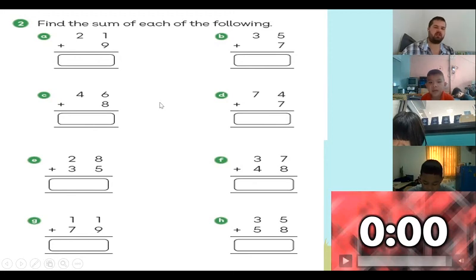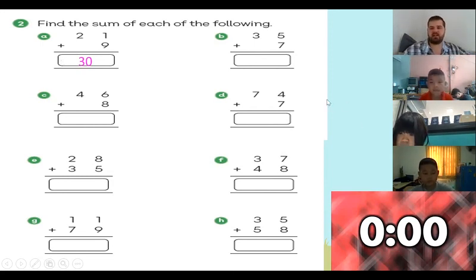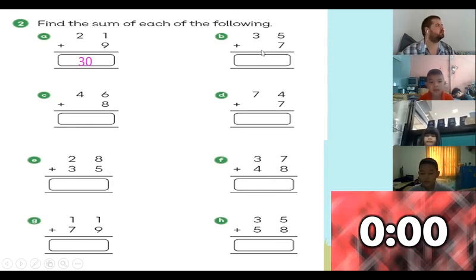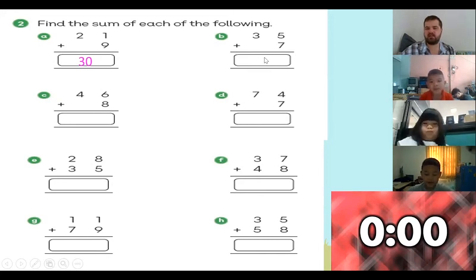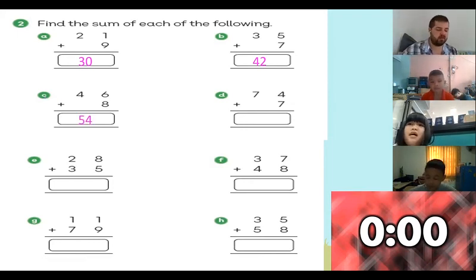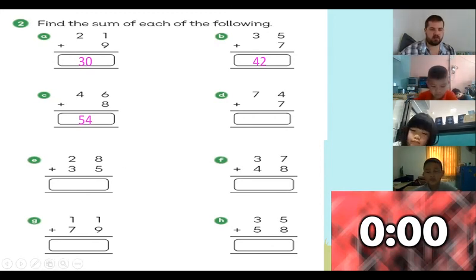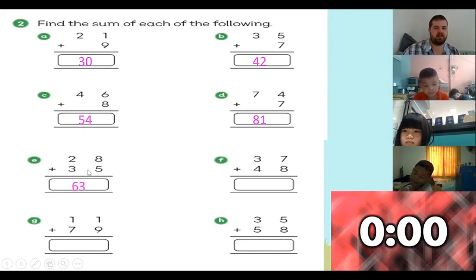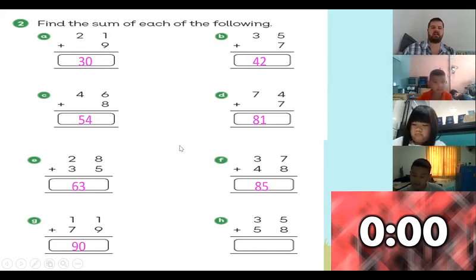Okay. Let's go over the answers. If you're not finished, it's okay. So A is 30. What is B? B is 42. Very good. C, what about C? 54. Very good. Hold on, students, I just need to get my mouse. I can't see it. There we go. Next one, 81. Very good. 63. Very good. 85. Very good. G is 90. And H.